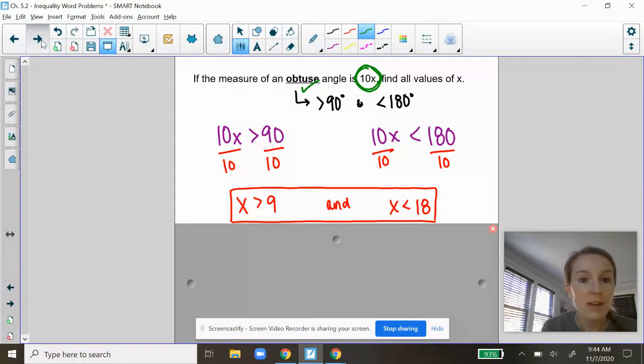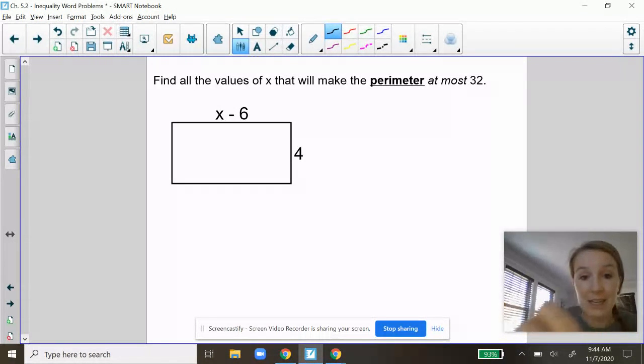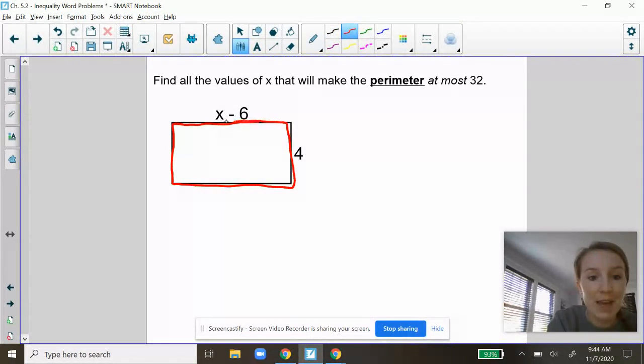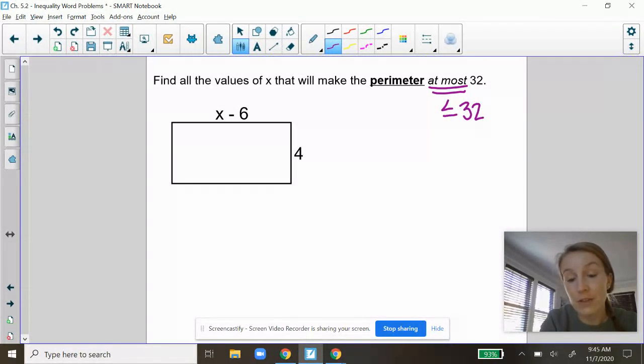All right. Now, what if we thought about perimeter? Remember that perimeter is when I take a shape and add up the outside. It's the distance around the outside of a shape, and the way that we do that is that we add up all the sides. Here we are looking at a perimeter that is at most 32. So that means the perimeter can be no bigger than 32. So it's going to be anything less than or equal to 32.